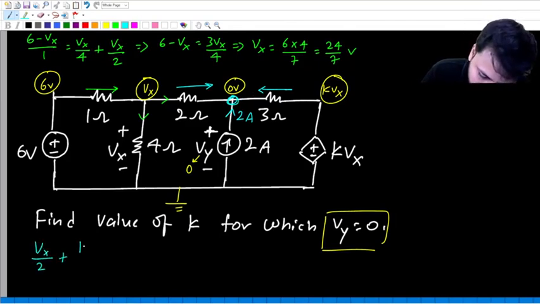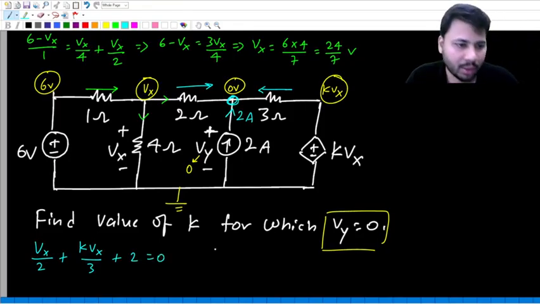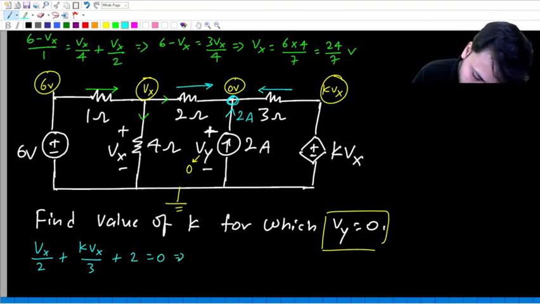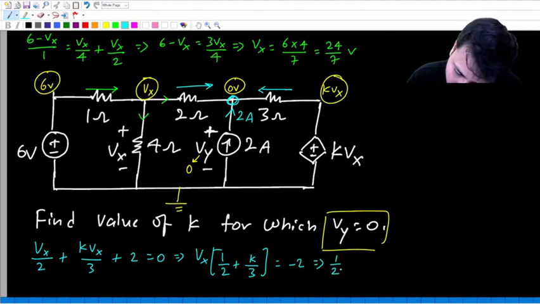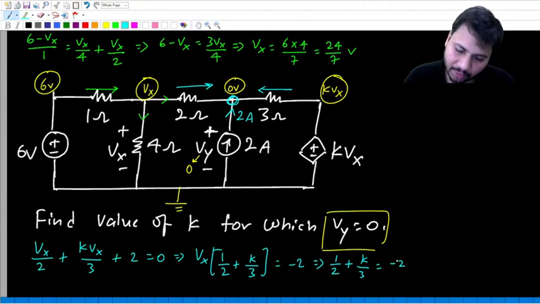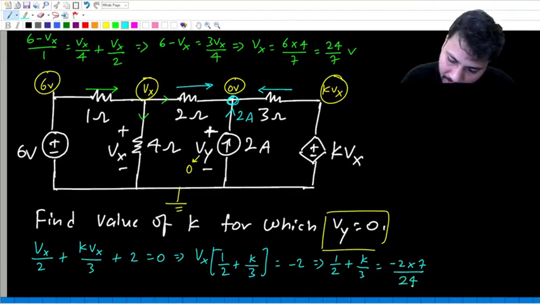Vx by 2 plus K Vx minus 0 by 3 plus 2 equals 0. Okay. That's all. So Vx times 1 by 2 plus K by 3 equals minus 2. Yes. So 1 by 2 plus K by 3 is equal to minus 2 times, Vx is 24 by 7. So minus 2 into 7 by 24.